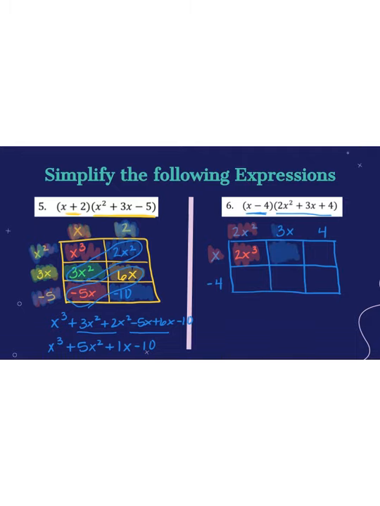I'm going to go to this box. I have 3x times that x, which will give me 3x squared. Now I have my 4 times my x, which is going to give me 4x. And now I'm starting back again. So I have this box right here, and I have my 2x and my negative 4. So 2 times negative 4 gives me a negative 8. And I have that x squared from the top.